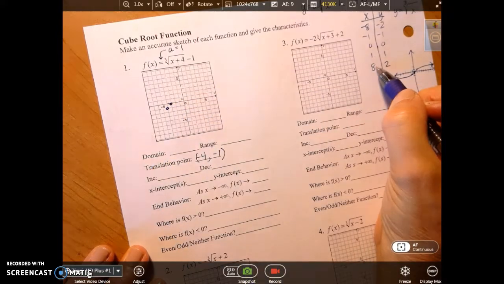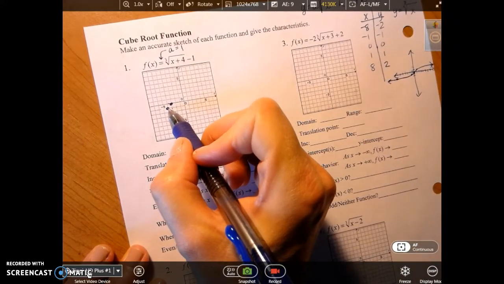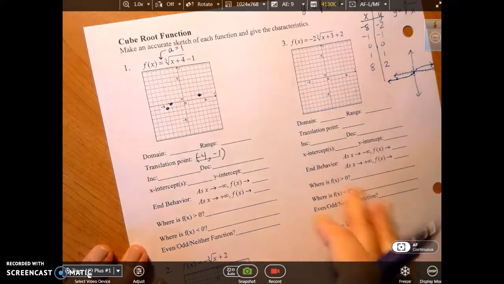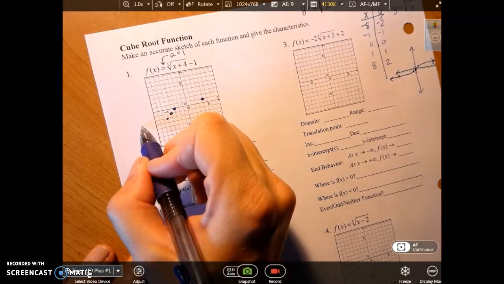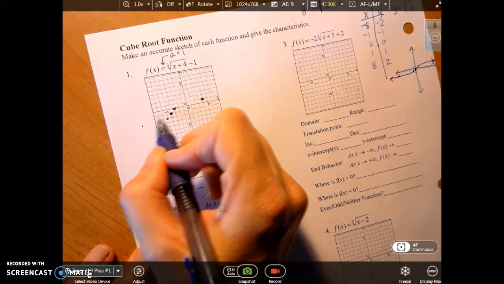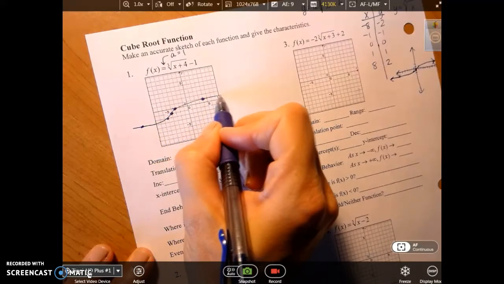If I go 8 to the right, I would go 2 up. So 1, 2, 3, 4. I'd end up right here, looking something like that. 1 to the left, 1 down. 8 to the left, 2 down. So it's going to be somewhere over here, ish. It's just approximate because you're off the graph. But this would be generally what it would look like.